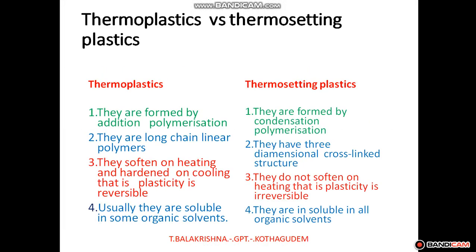Here plastics are classified into two types, thermoplastics and thermosetting plastics, depending upon the mechanism. One is thermoplastics, another is thermosetting plastics. Thermoplastic means a plastic that can be softened on heating and hardened on cooling. Such type of plastics is called thermoplastics.